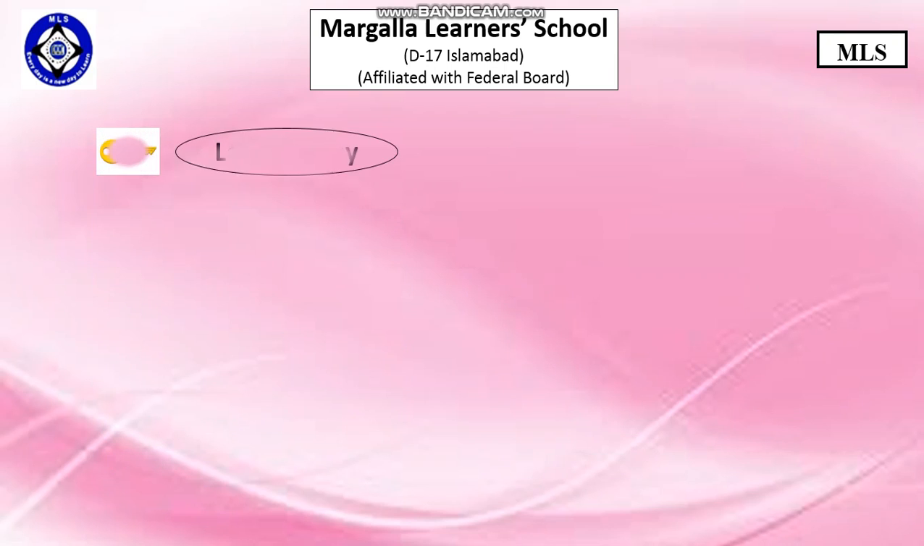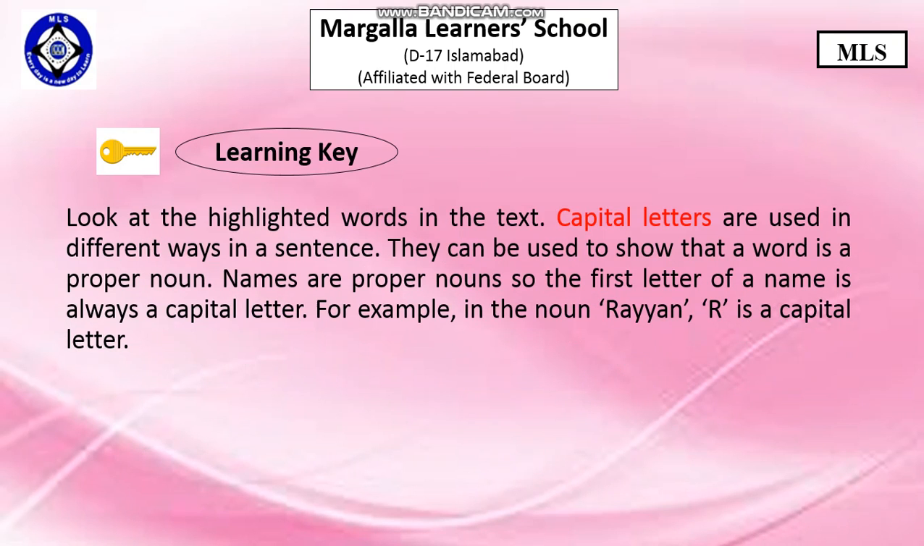So, look at the highlighted words in the text. Capital letters are used in different ways in a sentence. They can be used to show that a word is a proper noun. Names are proper nouns, so the first letter of a name is always a capital letter. For example, in the noun Rayhan, R is a capital letter.